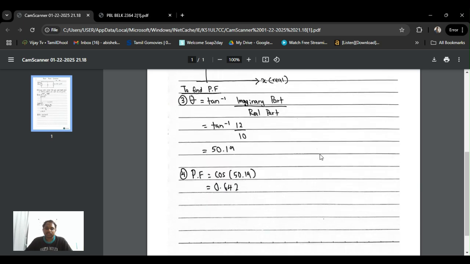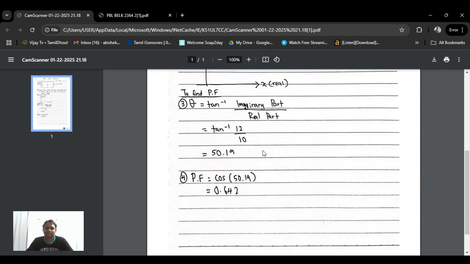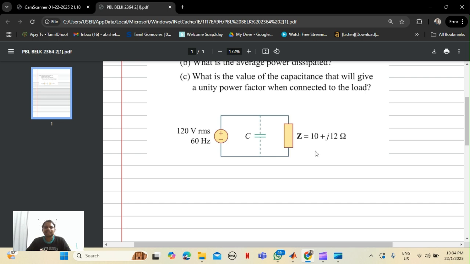After that, we have a formula to find our power factor. The step is to find the angle first, and the formula for the angle is angle equals tangent to the power of -1 of the imaginary part divided by the real part, and we get the angle as 50.19. Now for the final step, we find the power factor to know the efficiency of power in our circuit, and the formula for our power factor is cos angle, and we get the answer 0.642. This is our circuit for this question.